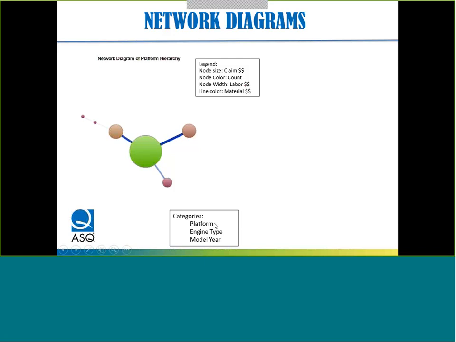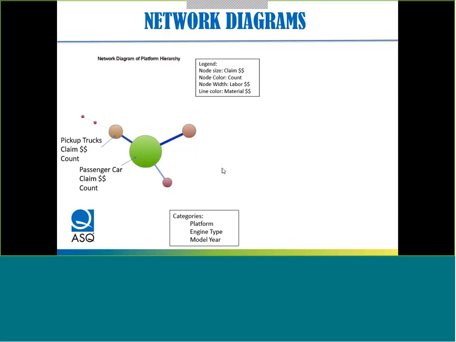So what we're looking at, the platform, we were looking at automobiles and light-duty pickup trucks, different engine types, and different model years. So now, if you watch this and think about how many Paretos would I have to do to get the same information I'm going to show you. So think about that. So first, these are passenger cars. So that's the highest frequency and the highest claim dollars.